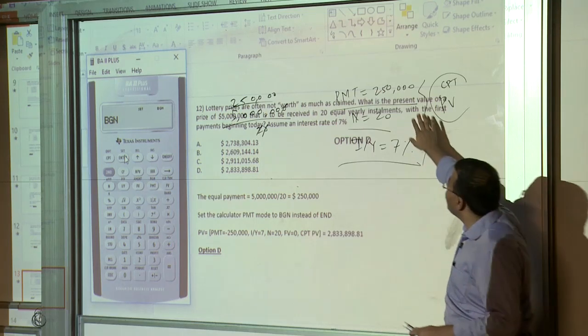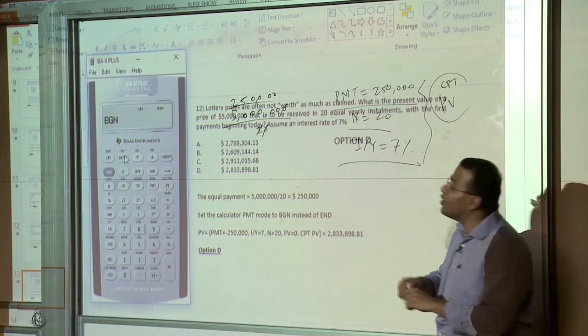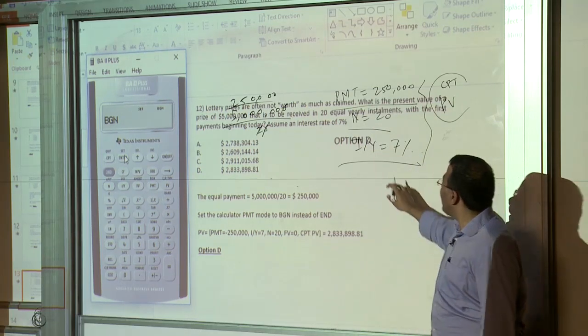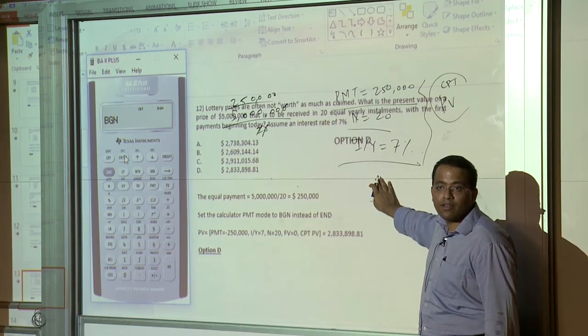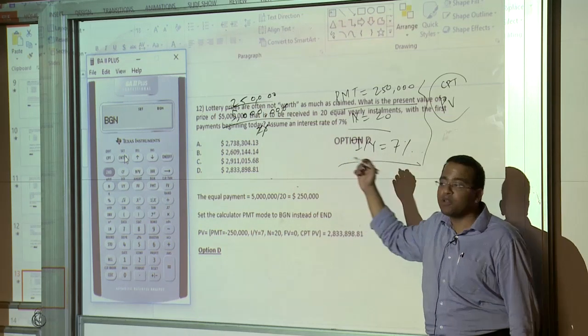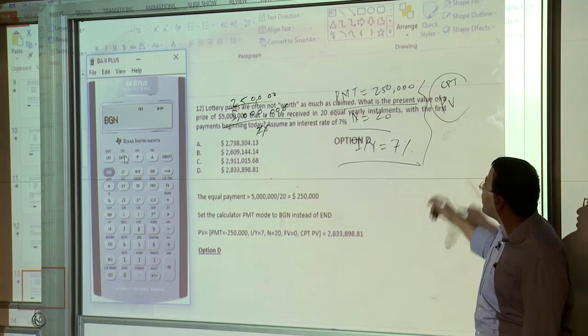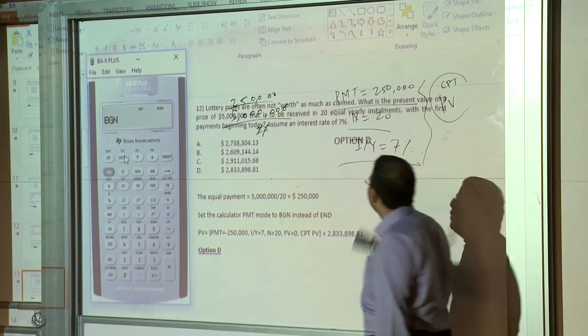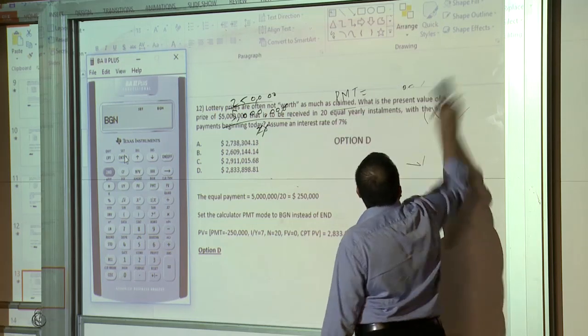And now you just feed in these data points that we have here: PMT of 250,000, N of 20, I/Y of 7%, and compute the PV. When you compute the PV in this manner, you're going to be computing the present value assuming that the payments are happening at the beginning of the period.